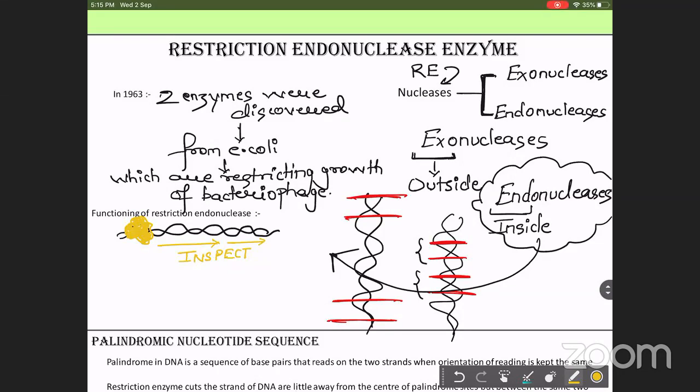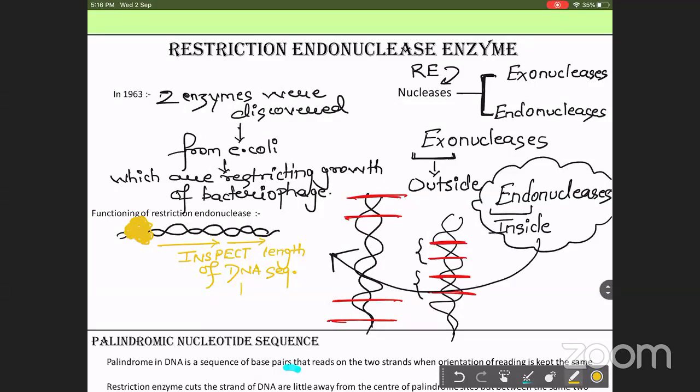When we know that the desired gene has some particular sequence, then we will search for the restriction endonuclease which has that specific sequence or is related to that specific sequence. Okay, then we will put that restriction endonuclease enzyme to work. What this restriction endonuclease enzyme does is first start inspecting the length of the DNA sequence. Okay, it will start the inspection of the complete length of the DNA sequence.